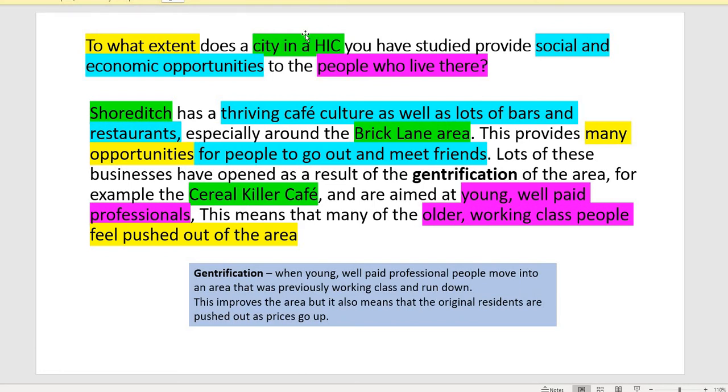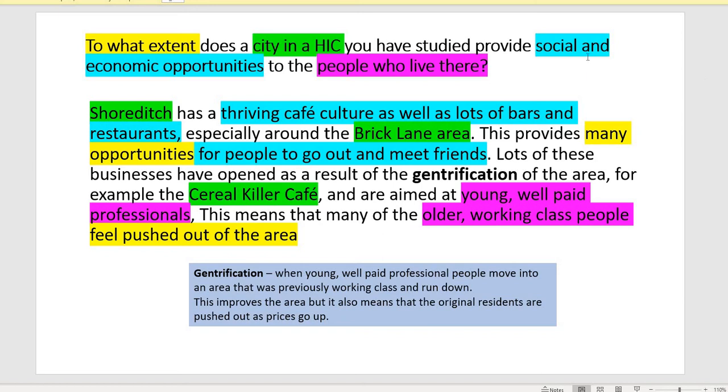So the green shows us where we are using our case study. It's a real place we've studied. We've named Shoreditch again, we've talked about the Brick Lane area, and we've mentioned the Serial Killer Cafe, okay? We have got to what extent, because I've said that it provides many opportunities, but I've also said that the other people, the working class people, feel pushed out. So that is showing, like I said in my introduction, yes, there are these opportunities, there's loads of them, but not everybody can get them, okay?